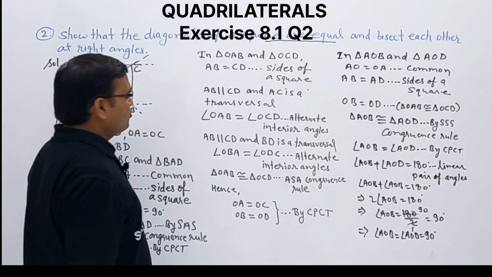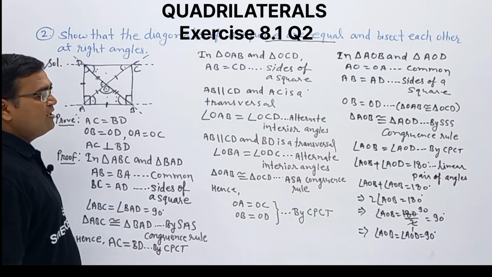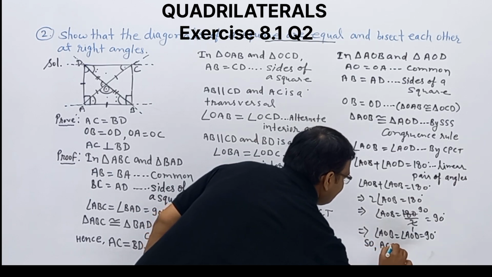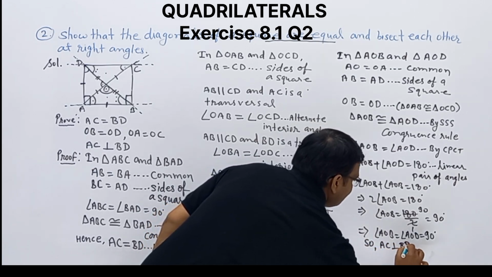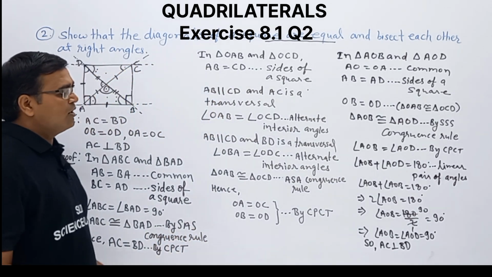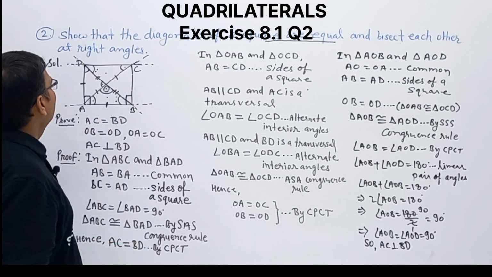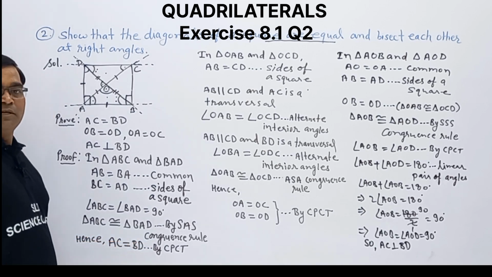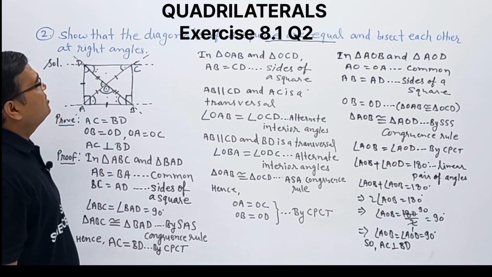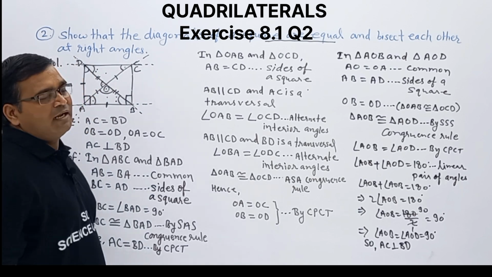90 degree. So AC is perpendicular on BD. We proved this one. Clear? AC is perpendicular on BD. Observe what we are doing in this question. We proved 3 things, so that the diagonals of a square are equal and bisect each other at right angle.